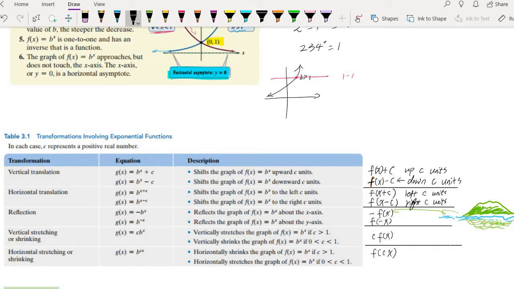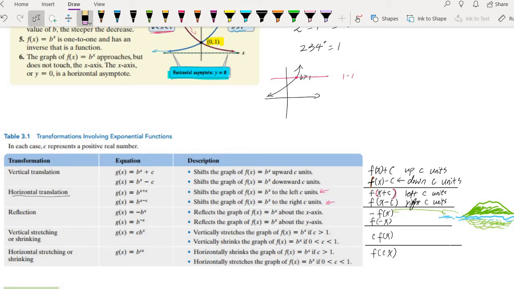Okay, then you look at the second one right here. We have a horizontal translation. When we talk about horizontal translation, c is inside your function, and if it's a plus c, we say left c units, and if it's a minus c, we say right c units. If you look at this, it's exactly the same. And then the next is reflection. Reflection outside, negative f of x, is just going to be reflecting about the x-axis.